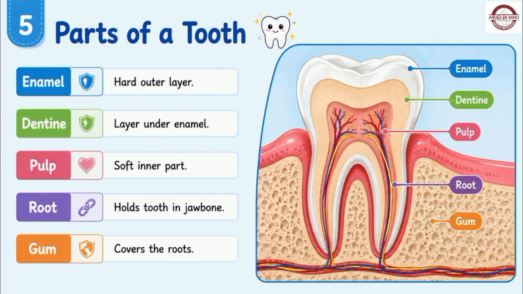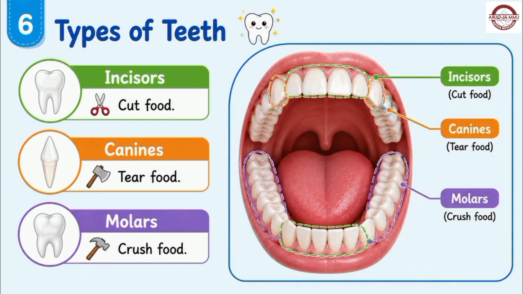Now we see the parts of a tooth. The first one is enamel. Enamel is a hard outer layer. The layer under enamel is called dentine. Next is pulp. Pulp is a soft inner part. Root holds the tooth in the jawbone. The last one is gum. Gum covers the tooth.